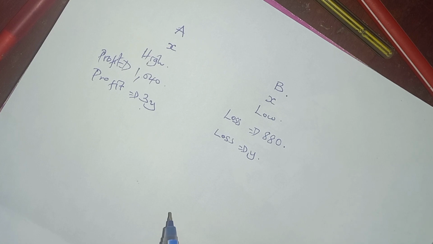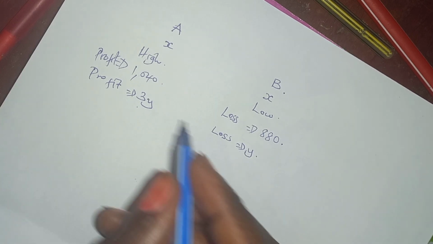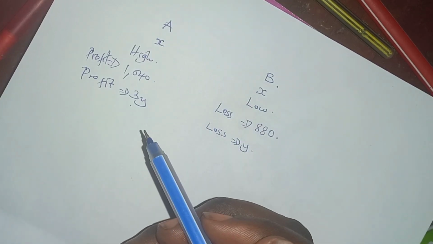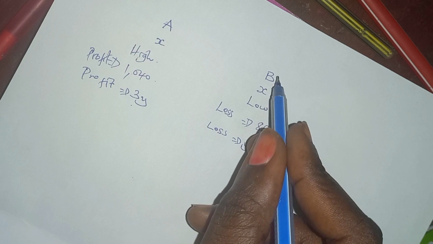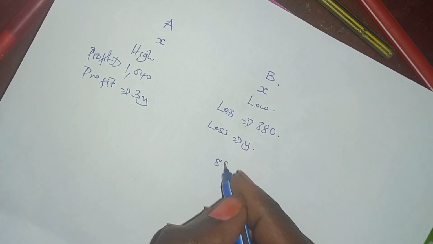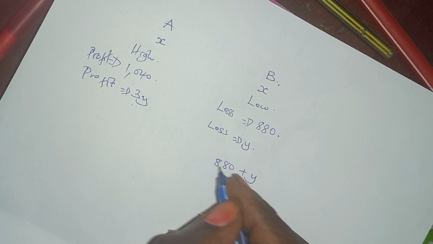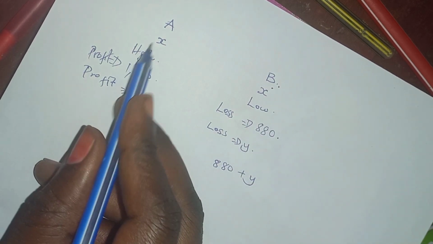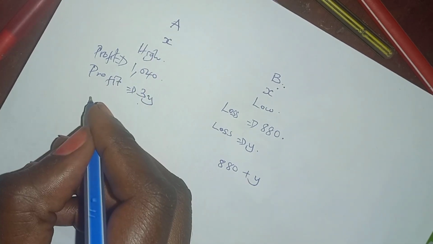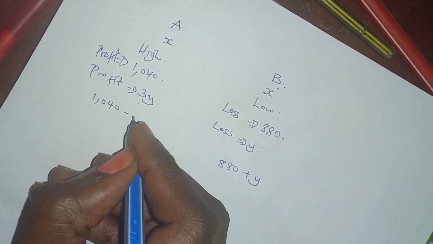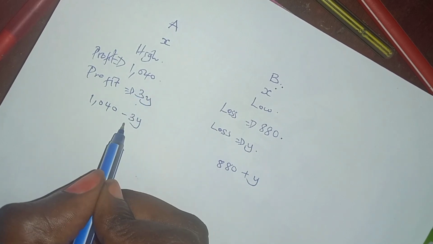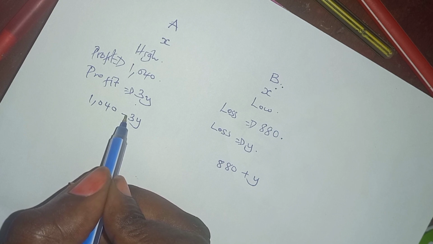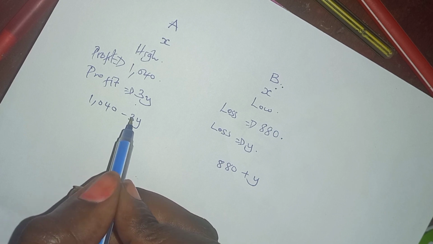So how do you calculate the buying price per bag? These bags were bought at the same price, which is X and X. So if we want to get the buying price for B, we'll take 880 shillings plus Y, which was the loss, and we'll get the buying price for B. And if we want to get the buying price for A, we'll take 1,040 shillings minus 3Y, because this one was a profit. If we want to get the buying price, we take that profit, we subtract it from the selling price, we'll get the buying price.